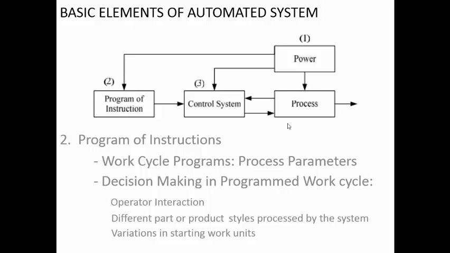So now this information can be given by the operator, or it can be detected by using some machine vision or camera technology, and we can decide what exactly to do. So both are possible. Next decision will be variations in the starting work unit. So this we can understand by taking the example of the casting.